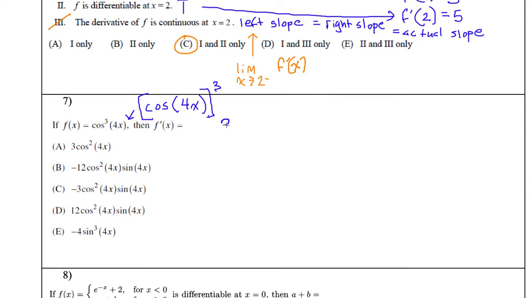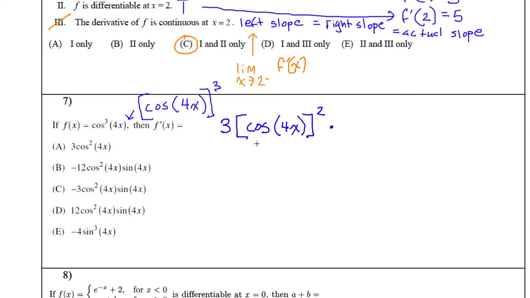This is now equal to 3 comes down in front times cosine of 4x. The inner stays the same. Don't change the inner. But now instead of a 3, this is going to go down, subtract 1, to a power of 2. Don't forget your dinner. This right here was doubter. I need to now multiply by dinner.